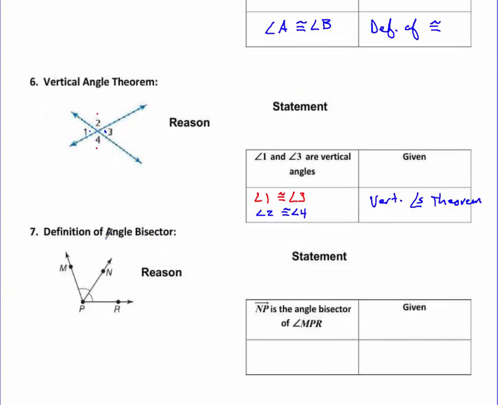All right, angle bisector. You've learned that. Angle bisector is a ray that splits an angle into two congruent parts. That's what these little angle marks are here. These little things are called arc marks. That means these two angles are congruent. Anytime you see a statement that says NP is the angle bisector of angle MPR, you immediately know that angle MPN is congruent to angle NPR. And the reason you know that is because you know the definition of an angle bisector.